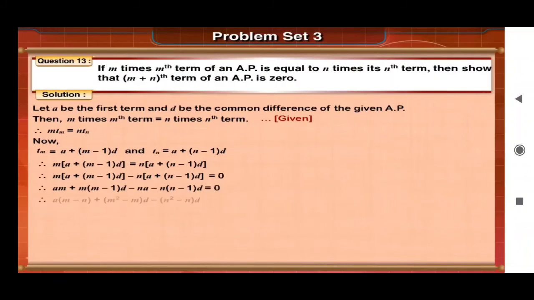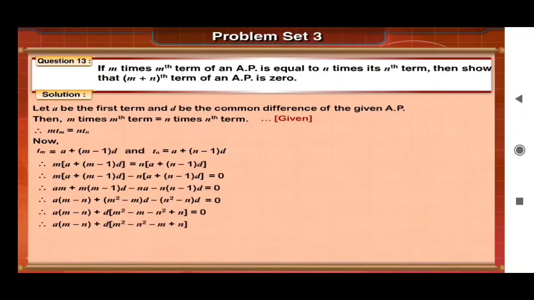Therefore, a into m minus n plus m square minus m into d minus n square minus n into d is equal to 0. Therefore, a into m minus n plus d into m square minus m minus n square plus n is equal to 0. Therefore, a into m minus n plus d into m square minus n square minus m plus n is equal to 0. Therefore, a into m minus n plus d into m plus n into m minus n minus m minus n is equal to 0. Therefore, m minus n into a plus d into m plus n minus 1 is equal to 0.